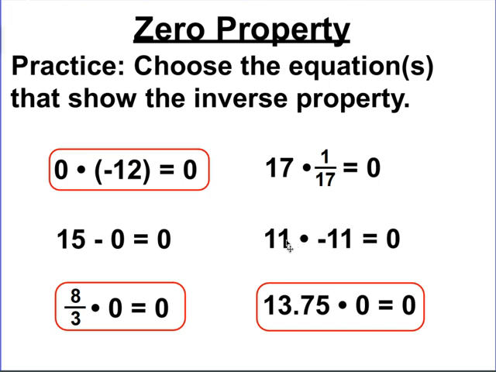This one is multiplying opposites, so that would actually equal negative 121. And this one is showing kind of the inverse property, but the answer is wrong also. The answer to this would be 1, and if it was 1, then it would actually be the inverse property.